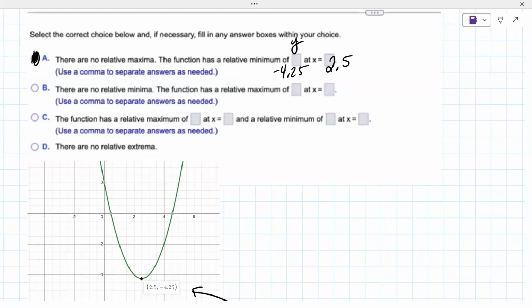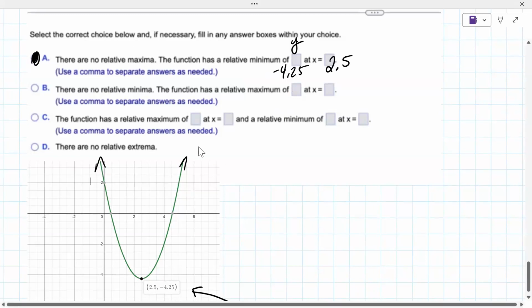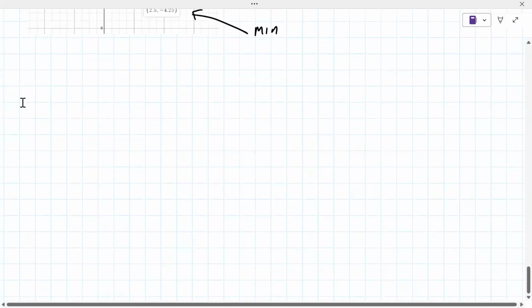It does not have a max. These go up forever. So even though it would seem like, well, isn't that a maximum? No, it's actually not. Infinities are not mins or maxes. Okay.